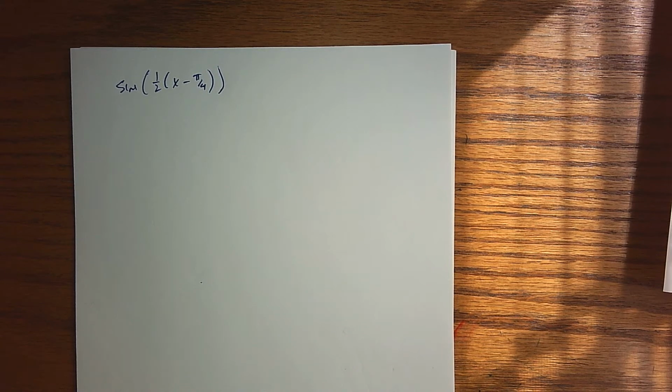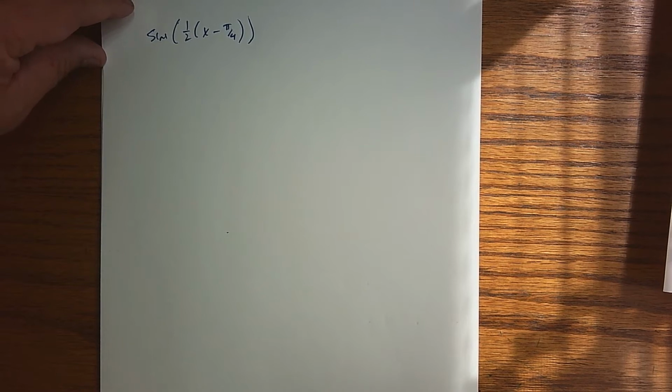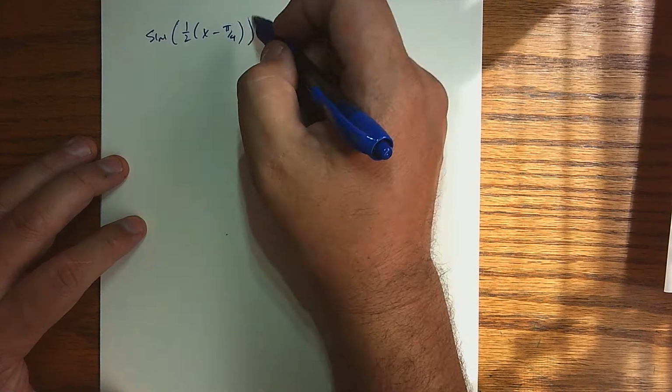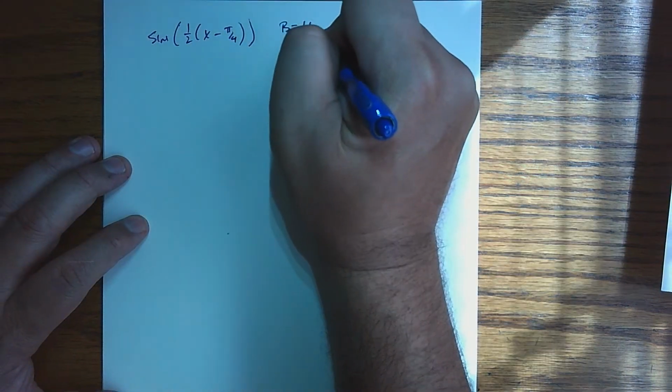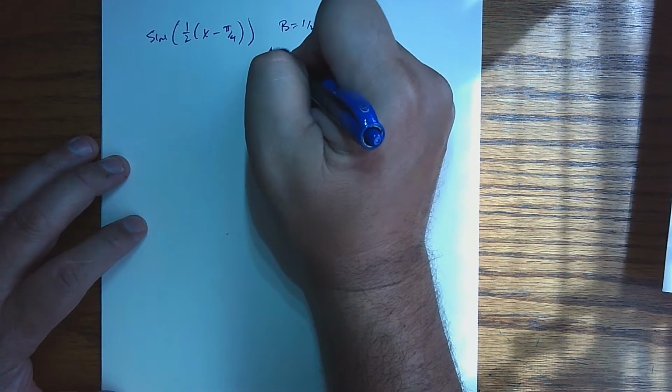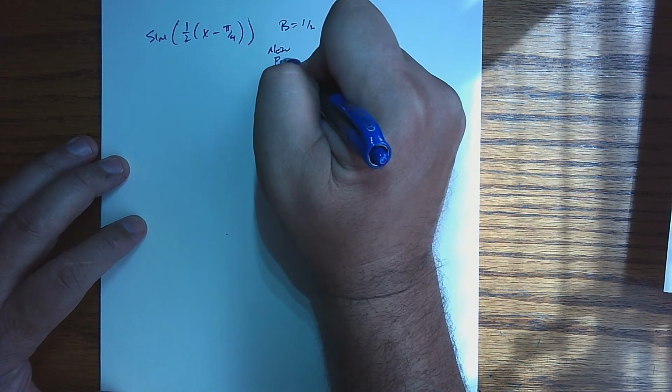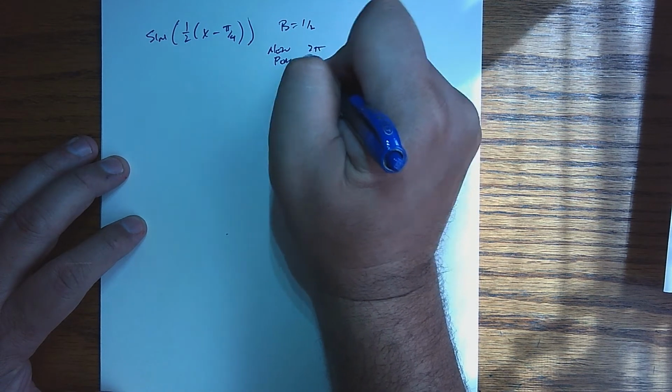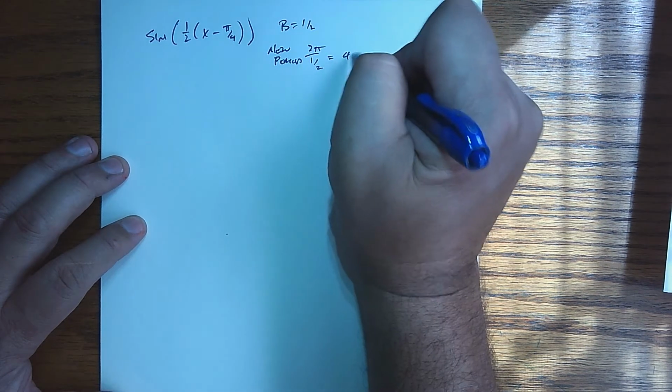Okay, so that one got a little lengthy, so how about we break this one down? Again, it's just keep manipulating data, all right? But first, just analyzing what we have here. B is equal to a half. So that means my new period is 2 pi divided by a half, which makes it 4 pi.